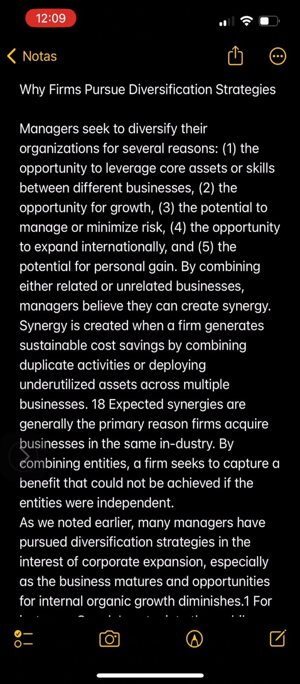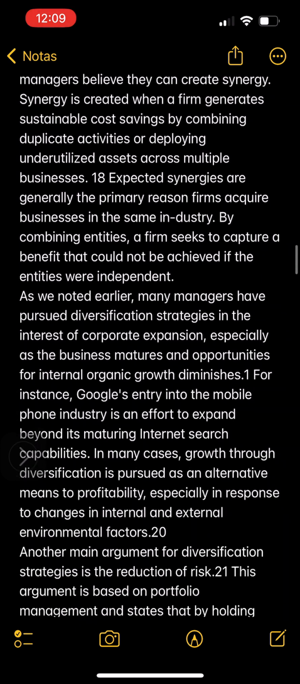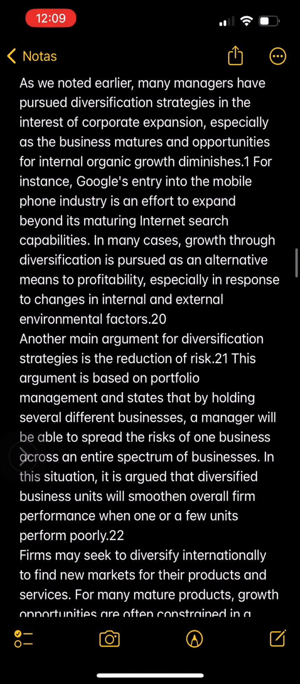By combining entities, a firm seeks to capture a benefit that could not be achieved if the entities were independent. As we noted earlier, many managers have pursued diversification strategies in the interest of corporate expansion, especially as the business matures and opportunities for internal organic growth diminish. For instance, Google's entry into the mobile phone industry is an effort to expand beyond its maturing internet search capabilities. In many cases, growth through diversification is pursued as an alternative means to profitability, especially in response to changes in internal and external environmental factors.